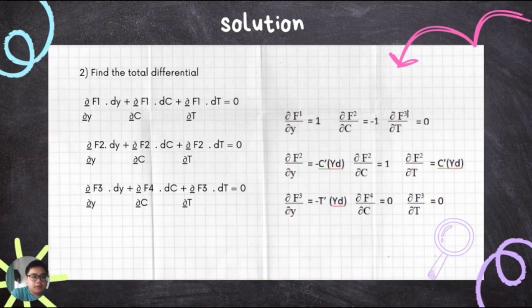The next step is to find the total differential. We use the formulation dF1 over dY times dY, plus dF1 over dC times dC, plus dF1 over dT times dT, equal to 0, and the other ones, such as F2, are the same.